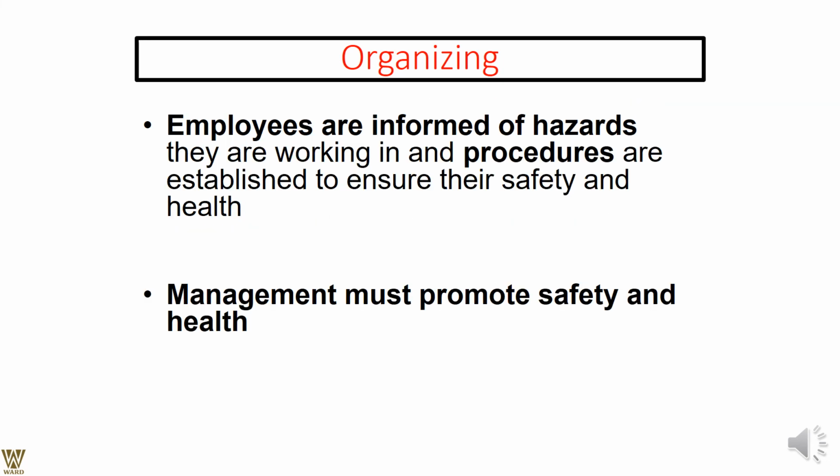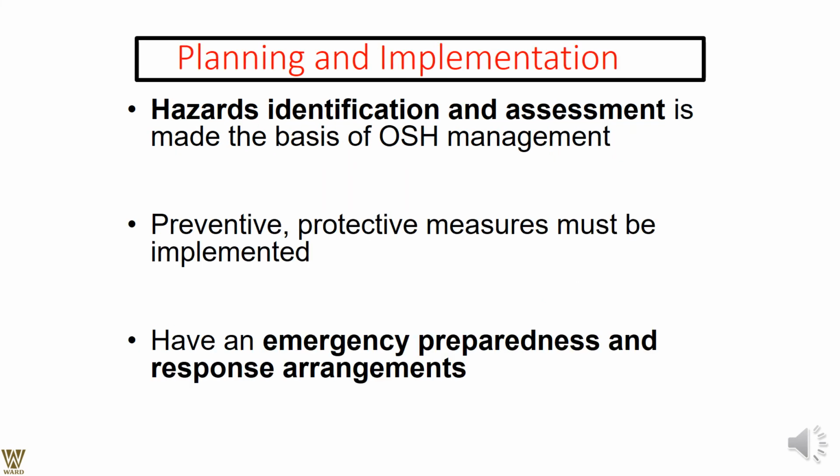So we are talking about employees being informed about the hazards. They are fully aware of what kind of tasks they are undertaking, what they are going to implement, their working procedures, and what safety measures are in place. Management must, as a requirement of transparency, promote safety. Hazard identification and assessment is made on the basis of occupational safety and health management. Preventive and protective measures, such as personal protective equipment (PPE), must be implemented.